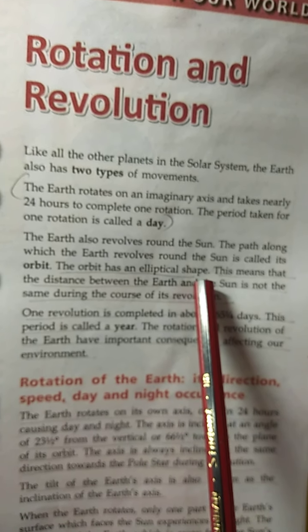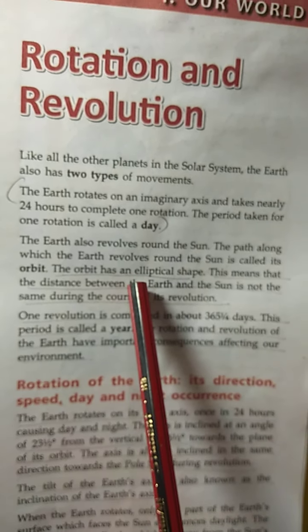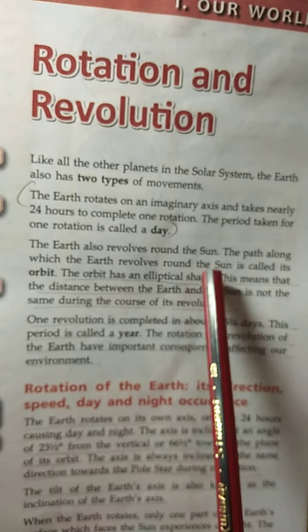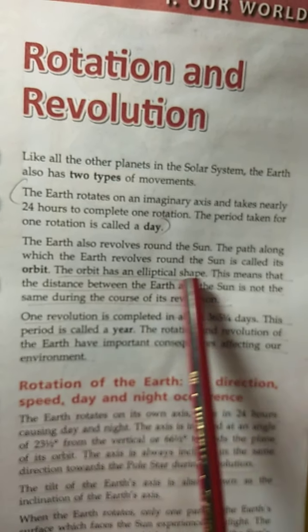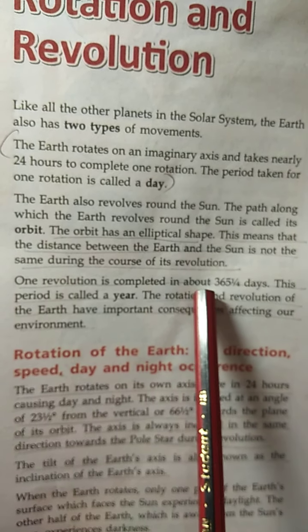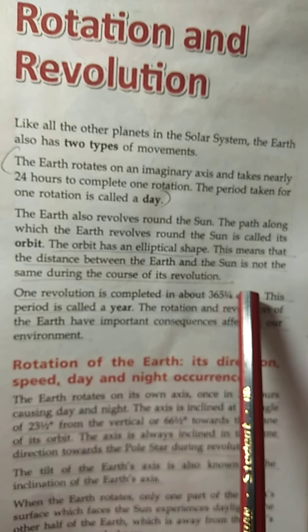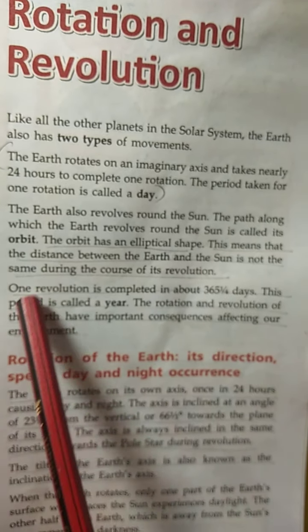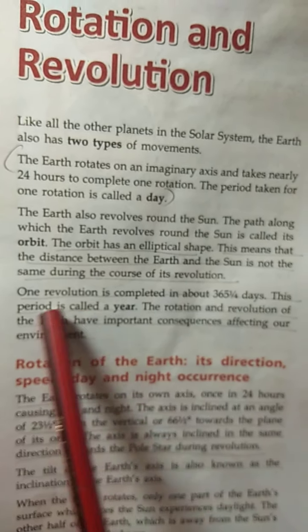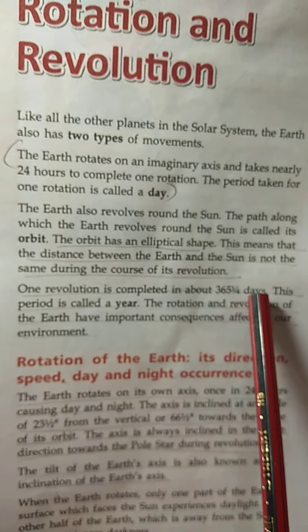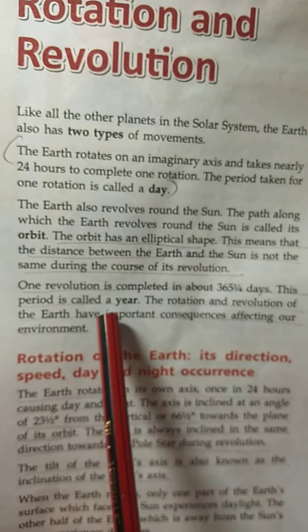At a particular period, the earth is nearer to the sun. It is called the perihelion, and at the other time the earth is quite far away from the sun, which is called the aphelion. One revolution is completed in about 365 and 1/4 days. This is termed a year. So, to complete one revolution around the sun, the earth takes a period of 365 and 1/4 days. This period is called a year.